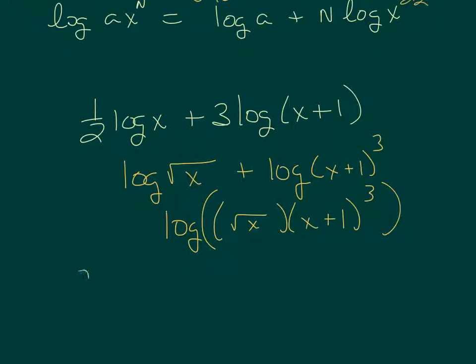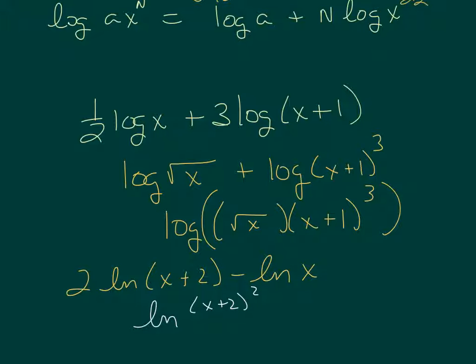Let's look at twice the natural log of x plus 2 minus the natural log of x. Was that x plus 2 or x minus 2? Did I say it? It doesn't matter really, but we'll change it to a plus. What would this be, Elizabeth? Natural log of x plus 2 squared over just x. And that's all you can do.